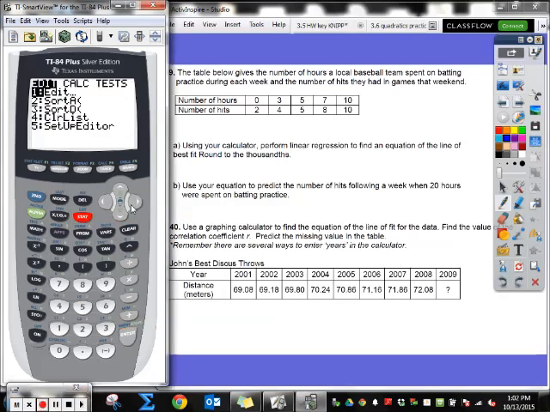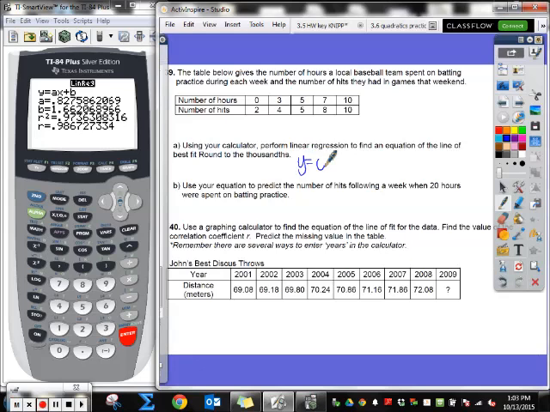I'm going to do the linear regression. So stat calc 4. I'm going to store my regression equation. So alpha trace in y1. And our equation is going to be y equals 0.828x plus 1.662.